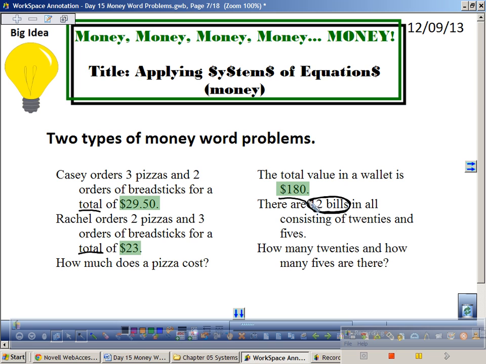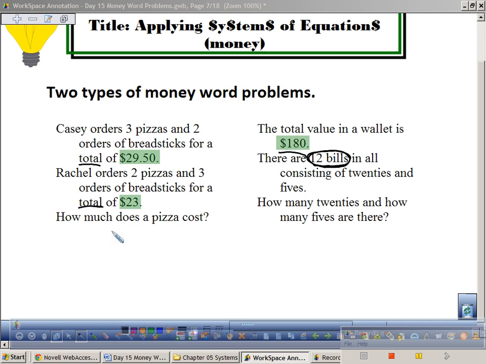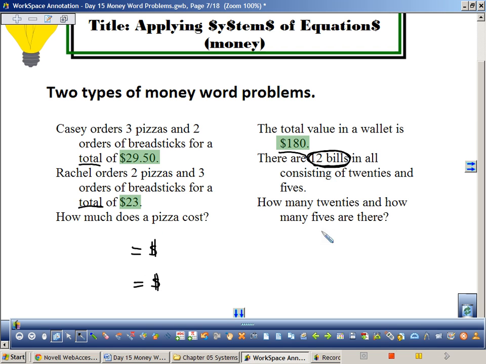There's two huge differences here. Yes, Kaden. Good. This one equals a certain amount of money, equals a certain amount of money. See that? Two money totals. This one has equals a certain amount of money and equals, what's the other equals? How many bills there are?